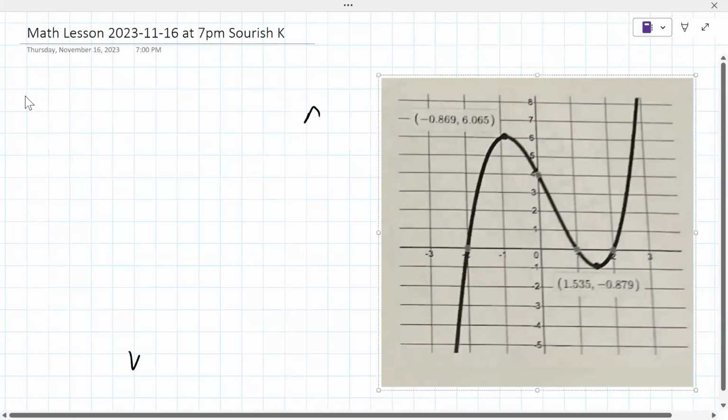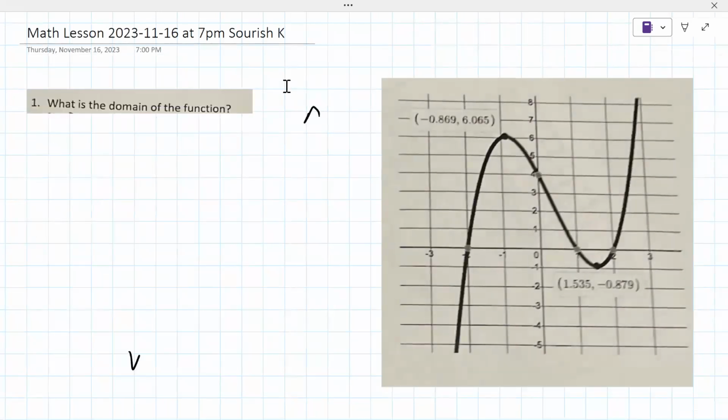This would be the better way to do it. Okay, so the domain is all real numbers. Now, are you going like minus infinity to infinity, or are you just writing out all real numbers in your class?